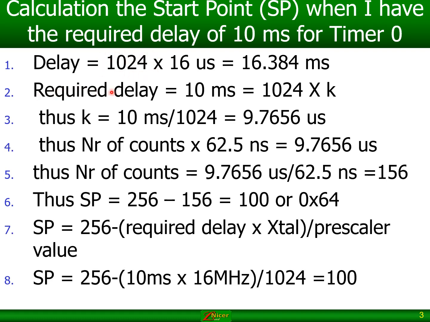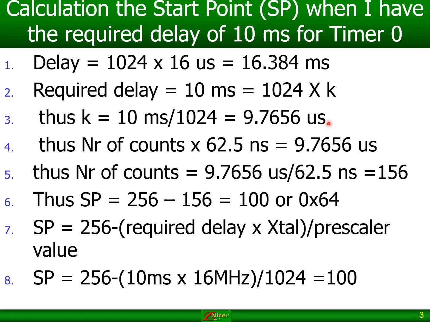So what I'm saying here is the required delay is thus 10 milliseconds. That delay I'm now replacing with the required delay, which must be 10 milliseconds. So that is still the same 1024, multiplied now with the new delay which I'm requiring if I'm going to start somewhere. I'm just calling that K. So, substituting, K will be 10 milliseconds divided by 1024, which gives us 9.7656 microseconds. This is the delay that I want before this thing rolls over.